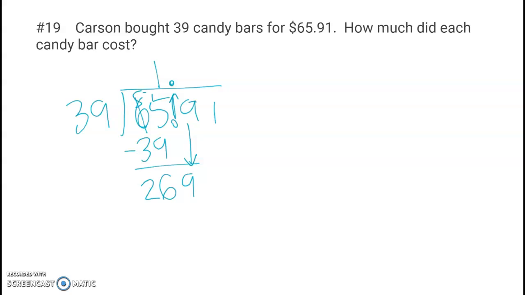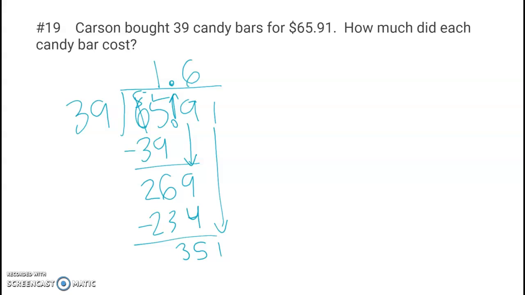39 would go into 269. See, 39 is close to 40. It would go in about 6 times. 6 times 9 is 54. Carry the 5. 6 times 3 is 18, plus the 5 would be 23. Subtract, I get 35, which works. It is smaller than 39.